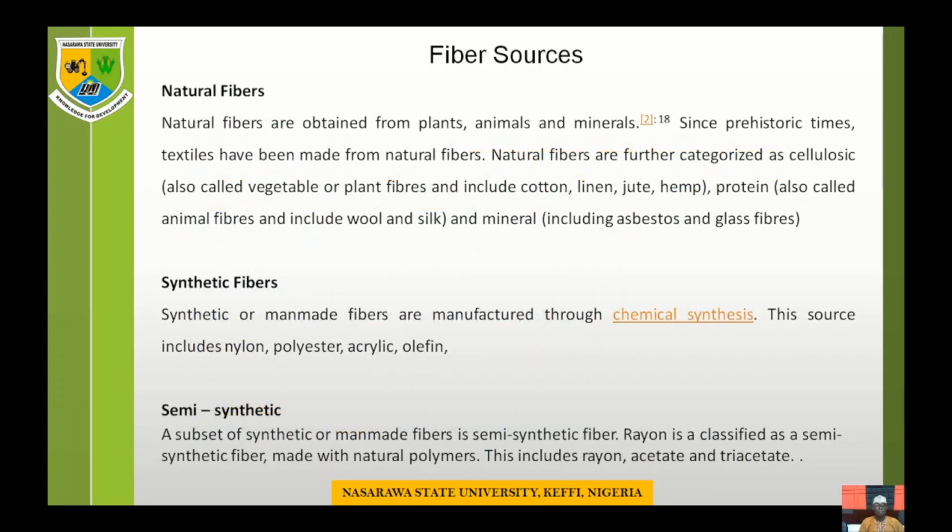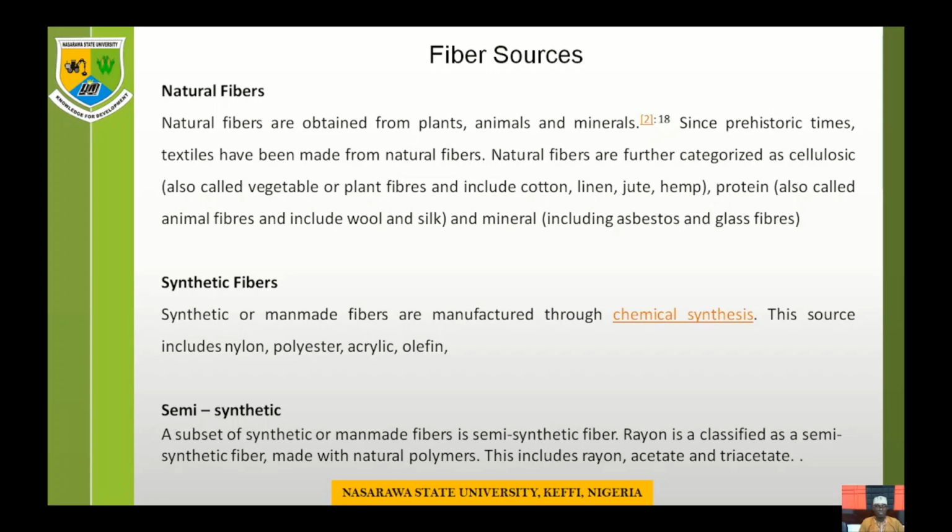Fiber sources. Natural fibers. Natural fibers are obtained from plants, animals, and minerals. Since prehistoric times, textiles have been made from natural fibers. Natural fibers are further categorized as cellulosic, also called vegetable or plant fibers, and include cotton, linen, jute, hemp. We have the protein, also called animal fibers, and include wool and silk, and mineral, including asbestos and glass fibers.